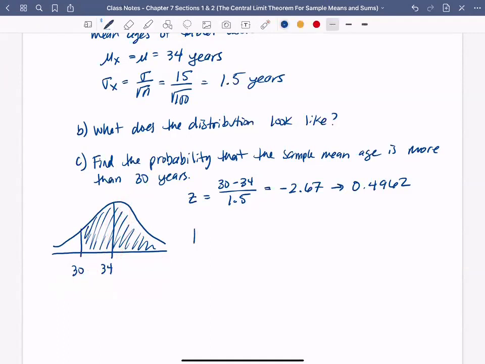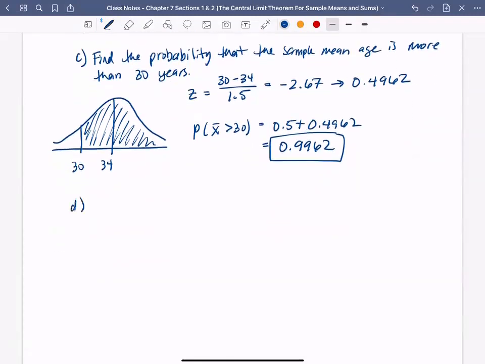So the probability that X is bigger than 30 is 0.5 plus 0.4962. This gives us 0.9962. This is our solution to the probability that the sample mean age is more than 30 years old. So roughly 99.62% of the people are more than 30.